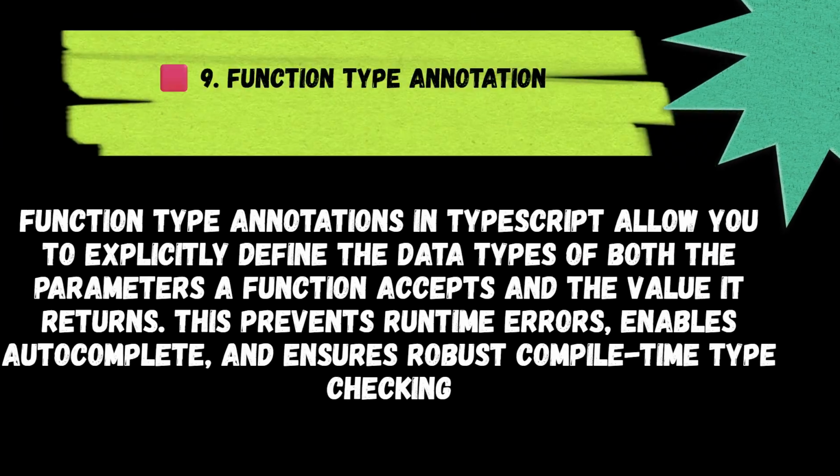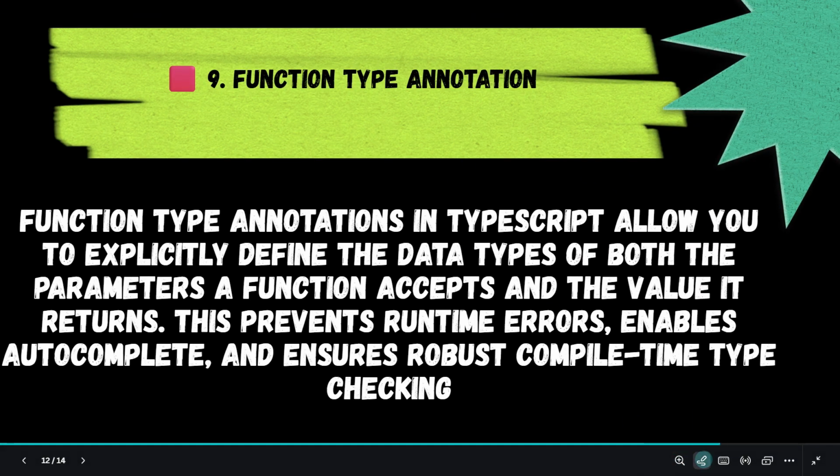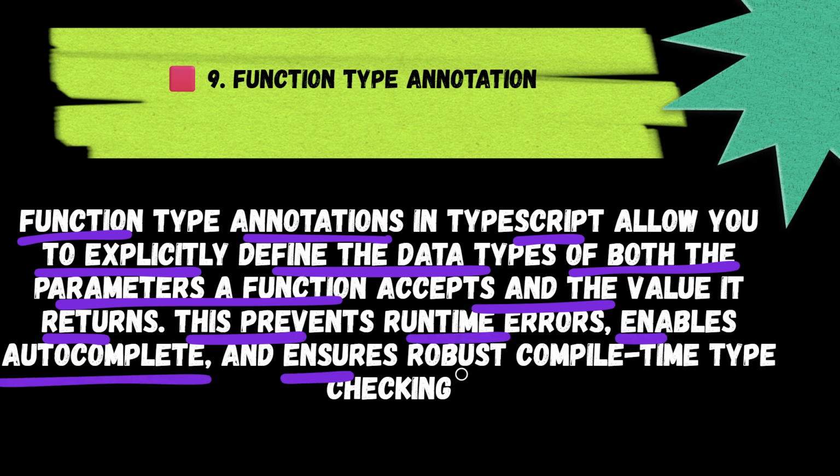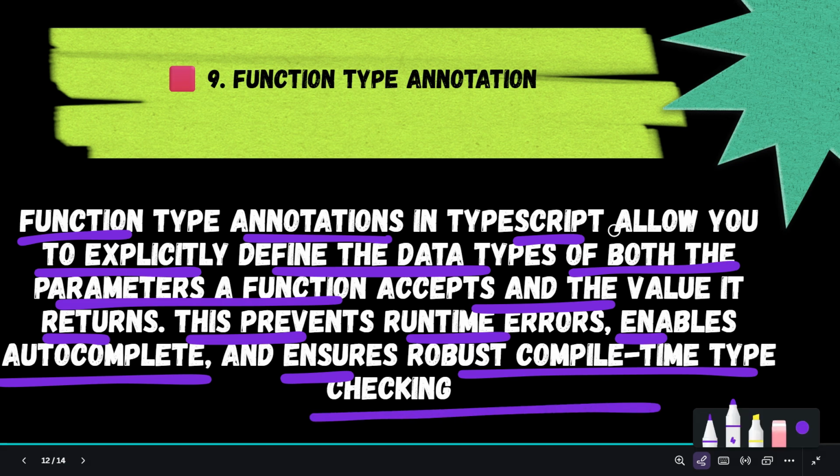Next is function type annotations. Here we have an example. Function type annotation in TypeScript allows you to explicitly define the data type of both the parameters a function accepts and the value it returns. Whatever parameters you accept and the returning value, you also have to define their types. This prevents runtime errors, enables autocomplete, and ensures robust compile-time checking. So let me check it with examples.